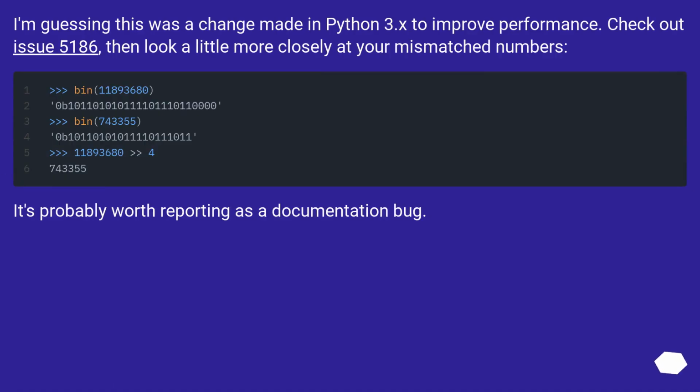I'm guessing this was a change made in Python 3.x to improve performance. Check out issue 5186, then look a little more closely at your mismatched numbers. It's probably worth reporting as a documentation bug.